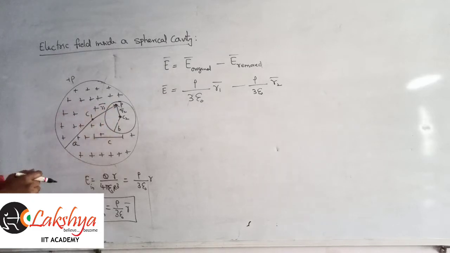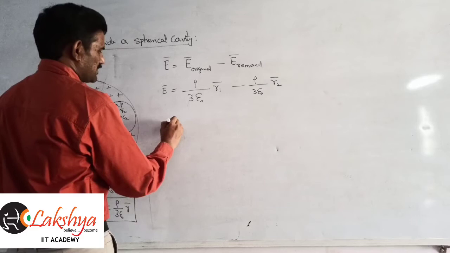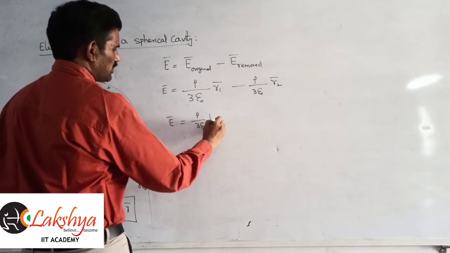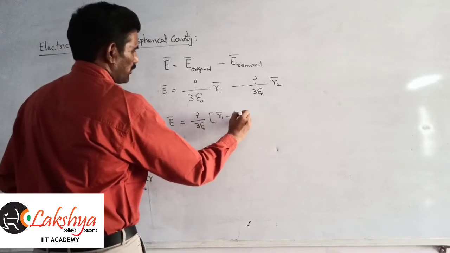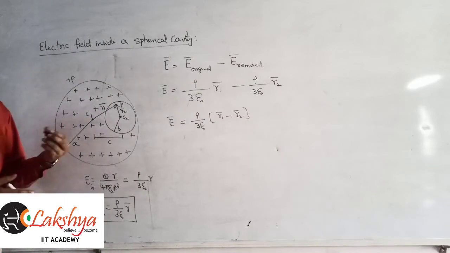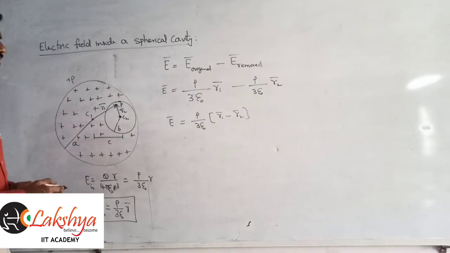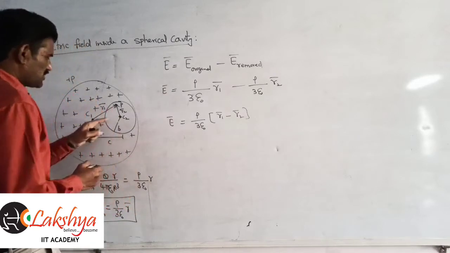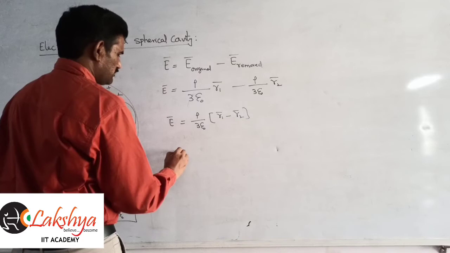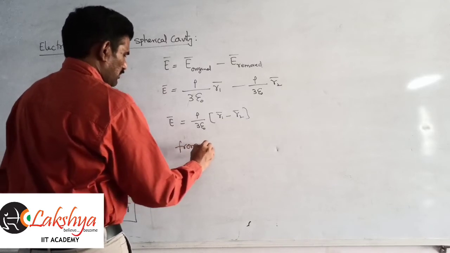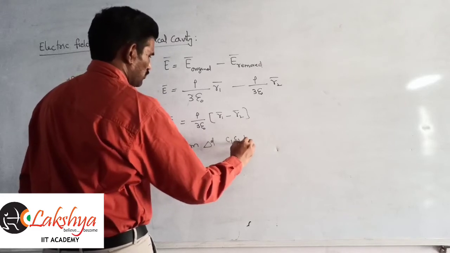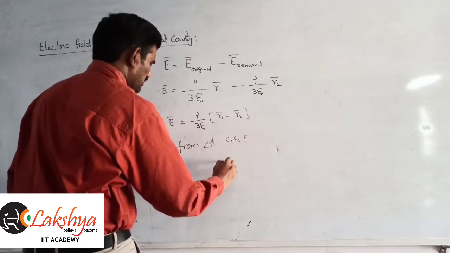And so now E bar is equal to rho by 3 epsilon naught, you can take common, then r1 bar minus r2 bar, right? Now the r1 bar minus r2 bar value we need to write here. You can consider it by using this triangle c1 c2 P. If the triangle is considered, I will draw this diagram here.